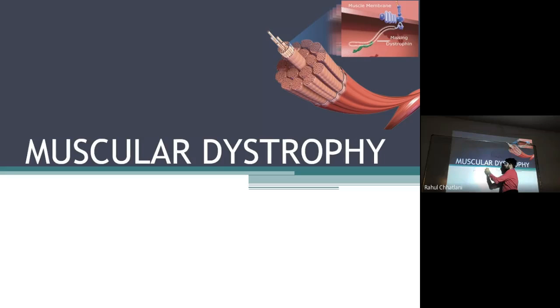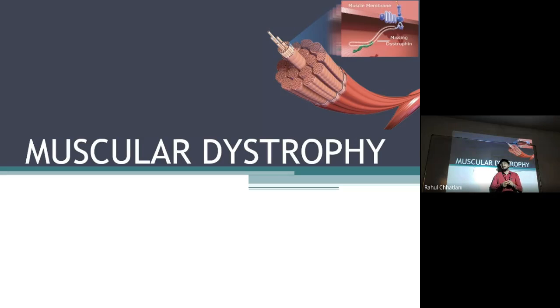it will be termed as DMD, Duchenne's muscular dystrophy. That is, the dystrophin protein that should be there to form the normal structure of the muscle is absent in the body. It is related to a gene or DNA, which we are going to see.